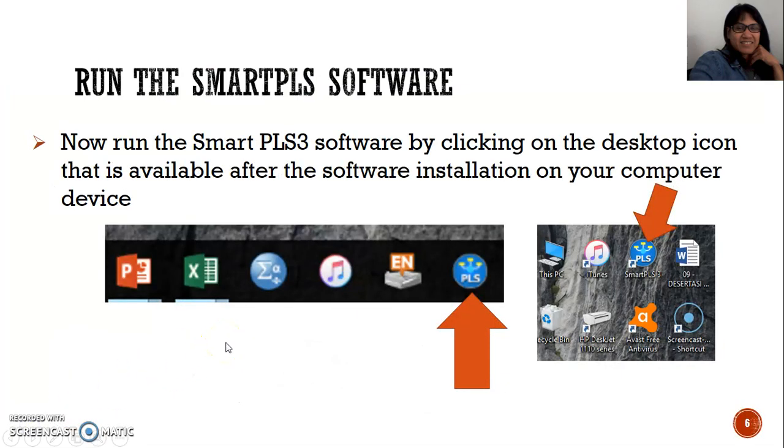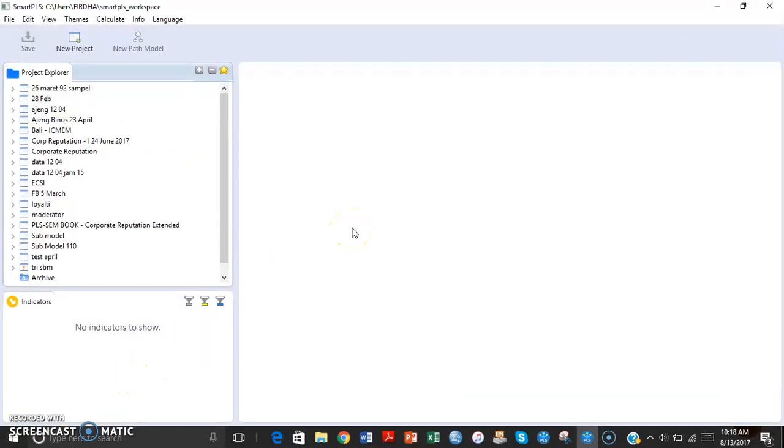Now you have downloaded the Smart PLS software, and you also have the data ready to be run by Smart PLS 3. Now run the Smart PLS software by clicking on the desktop icon that is available after the software installation on your computer. Click the icon to run the software. This is how the Smart PLS software looks after I open it.